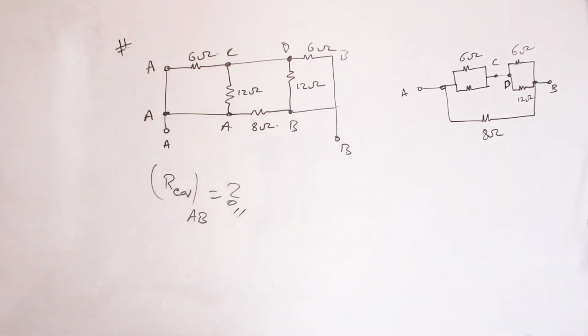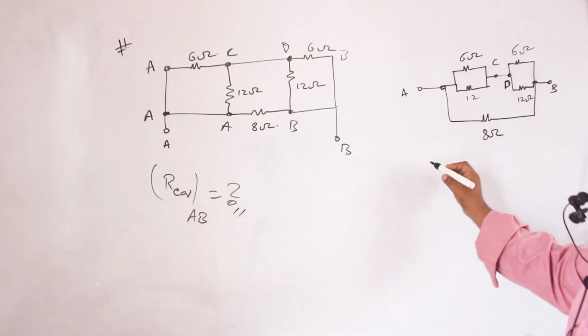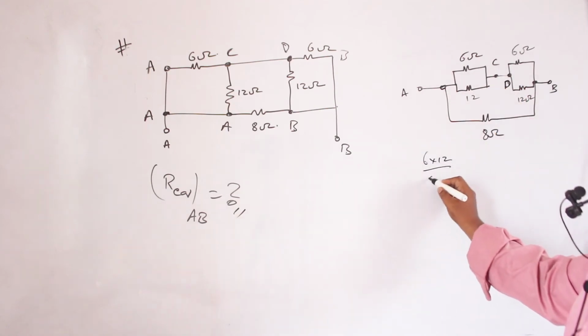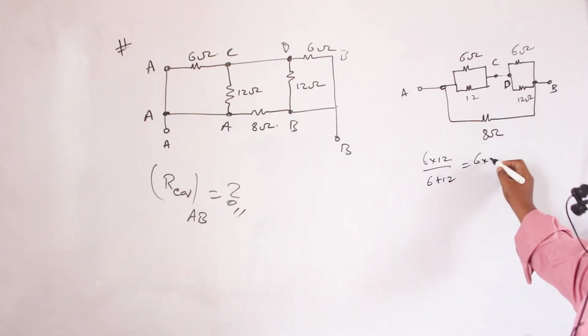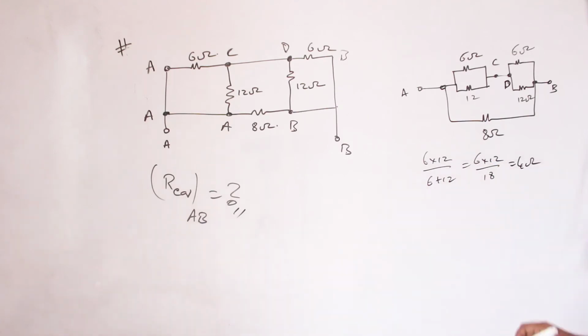Now very easily we can calculate. This is 6, this is 12, so these two are connected in parallel connection. So 6 into 12 divided by 6 plus 12, that is 6 into 12 divided by 18. 6 ones are 6, 6 threes are 18, so 4 ohms is the equivalent resistance. Now here also 4 ohms is the equivalent resistance.